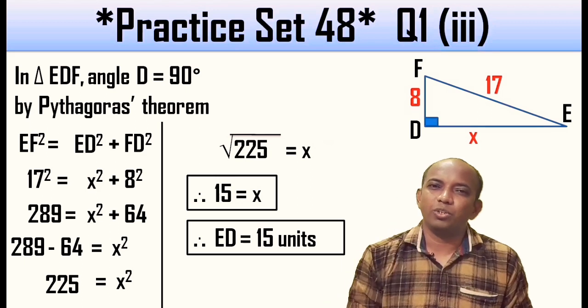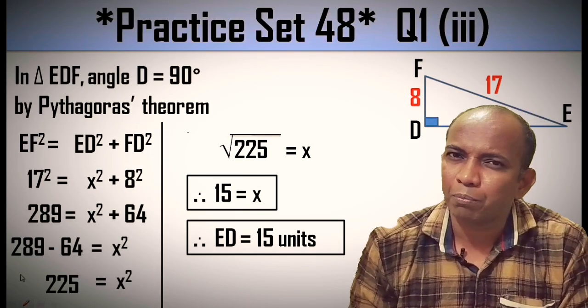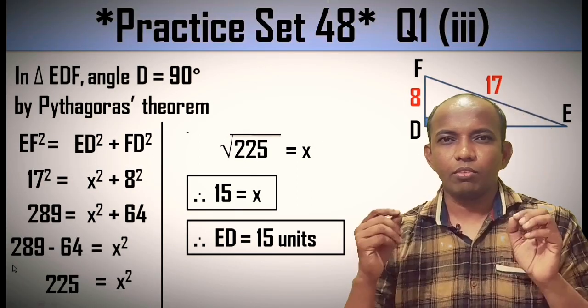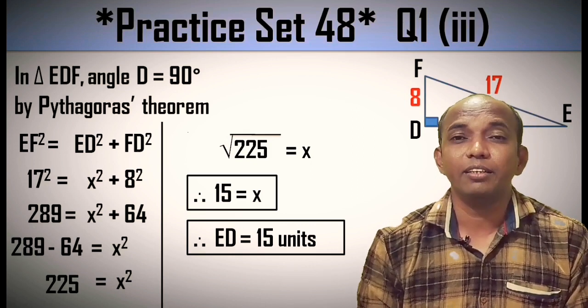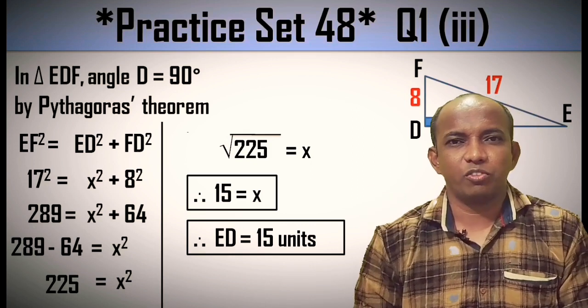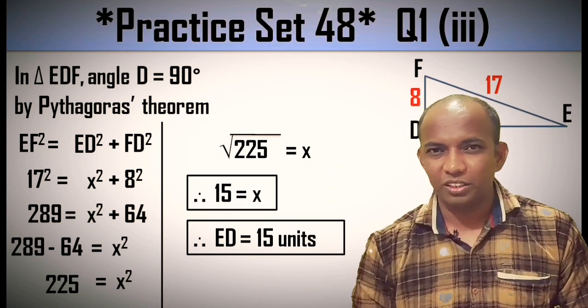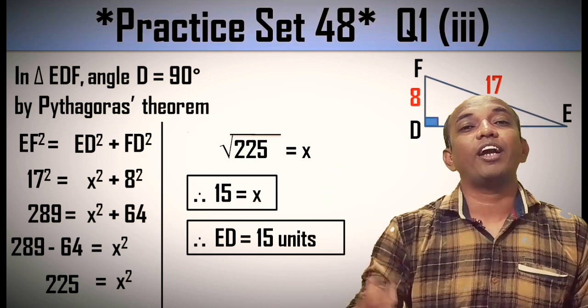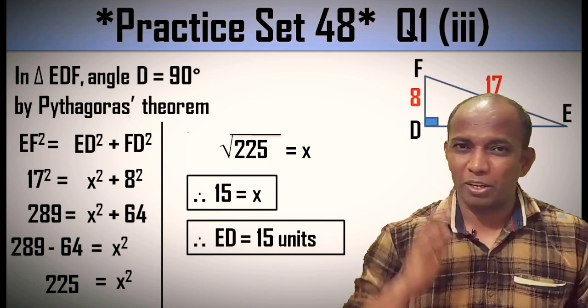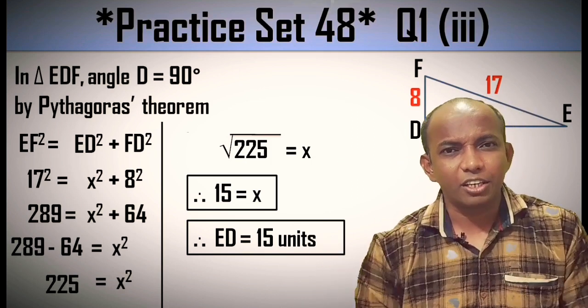So boys and girls, we have completed the question number 1 of the PS that we have started. In these 3 questions, we have solved 2 types of questions. One question was to find length of hypotenuse, another question was to find length of one of the perpendicular sides. I think I have made it very clear to you.